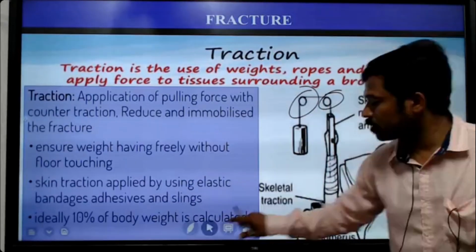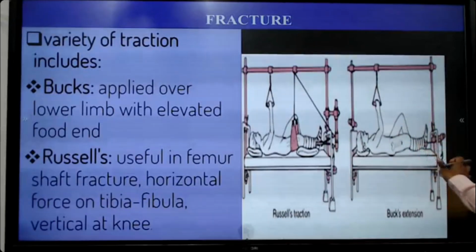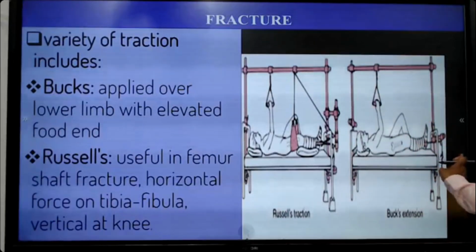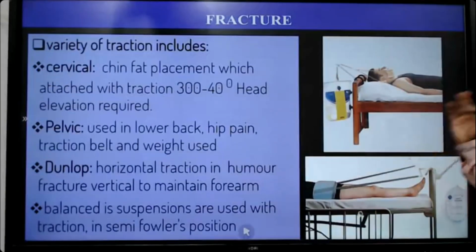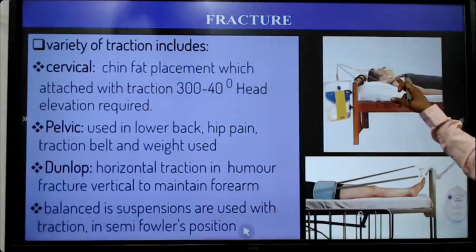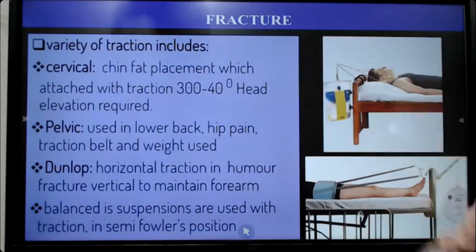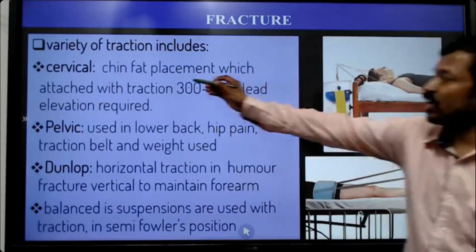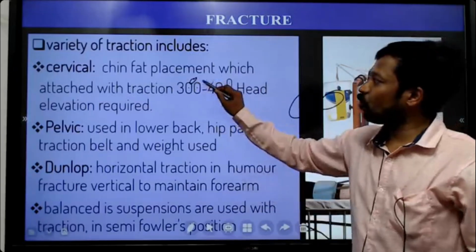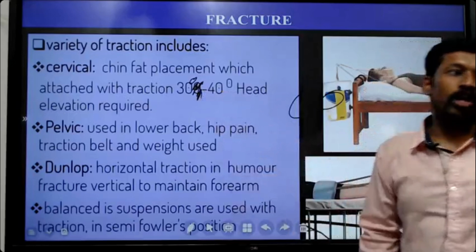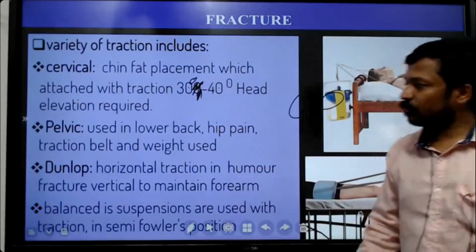What are these casts? Already we discussed Buck's traction, Russell's traction, cervical traction, pelvic traction, Dunlop traction. Okay, what is this traction? Cervical traction, first one. It is not 300, it is 30 degree to 40 degree head elevation. Okay, got it?